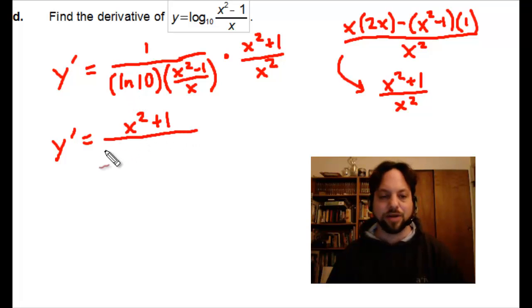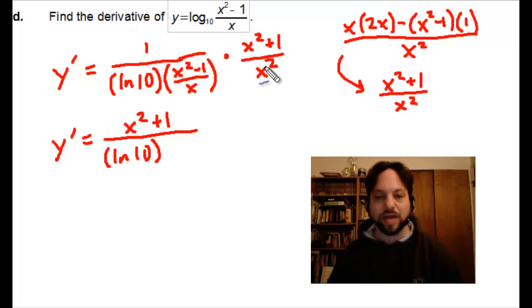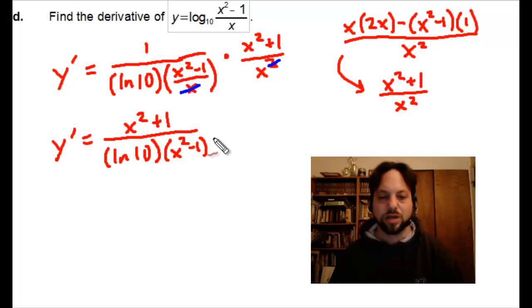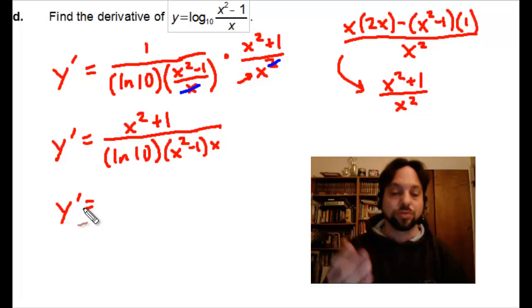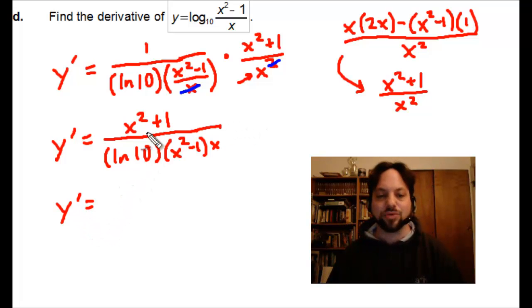As far as the denominator goes, I still have my natural log of 10. But now I can multiply this big ugly thing by x squared. Of course, when I do that, the x right here will cancel out with one of these x's here. And what I'll be left with is x squared minus 1 and that extra x that I have from there. So I could clean this up a little bit. It's really not necessary. But if this were a multiple choice part of a test, I doubt that this would be one of your choices.